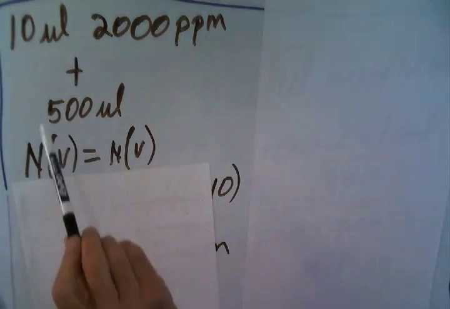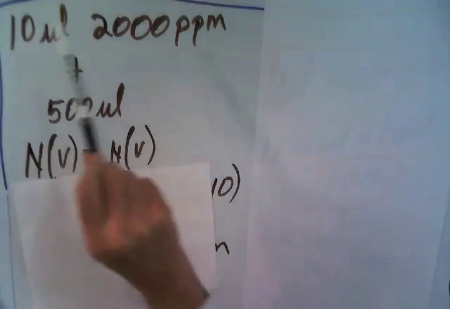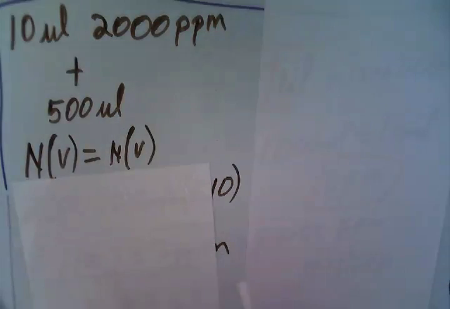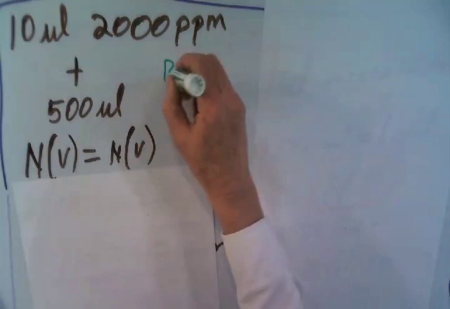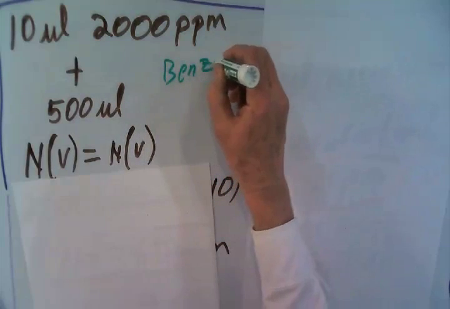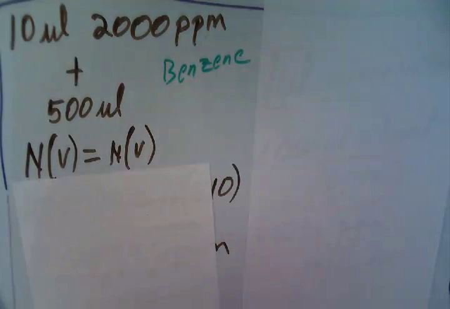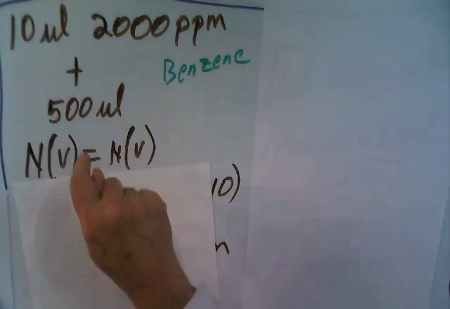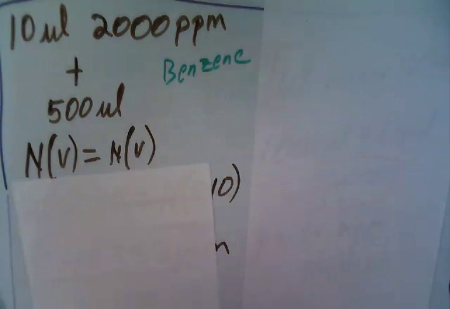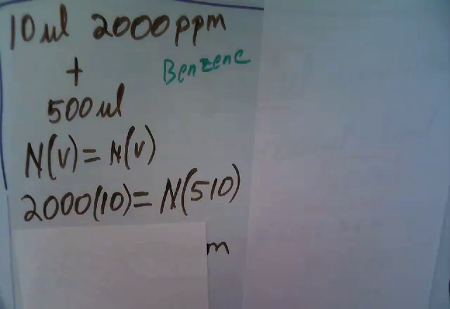The example I want to use is 10 microliters of 2,000 parts per million. And we could call it, it doesn't matter, let's call it benzene. We have 10 microliters of 2,000 parts per million benzene, and we add it to 500 microliters, and this would be in methylene chloride or methanol or something like that.